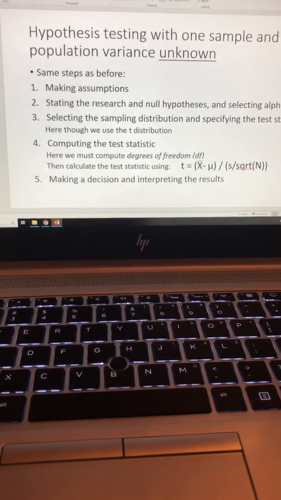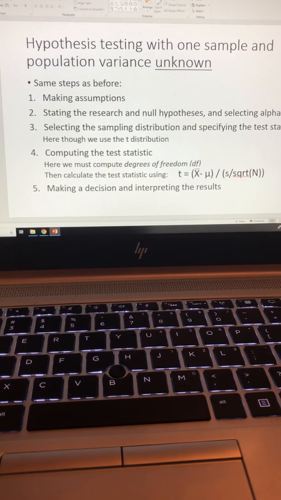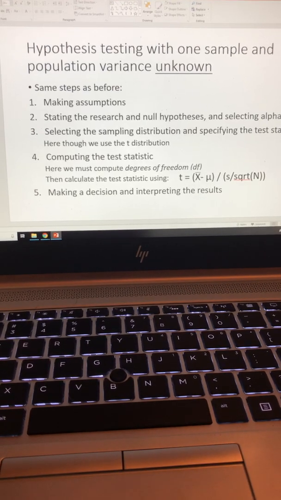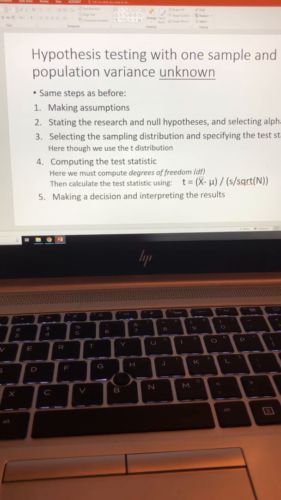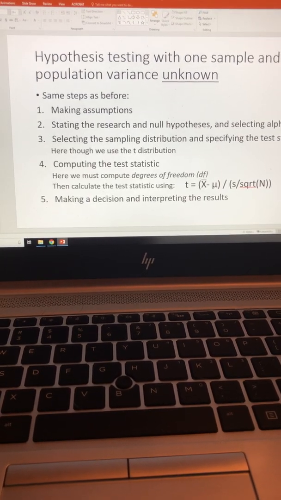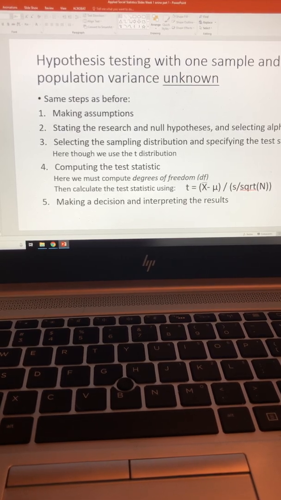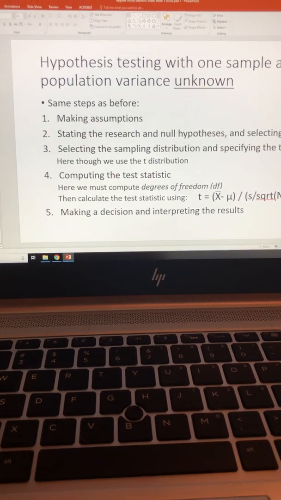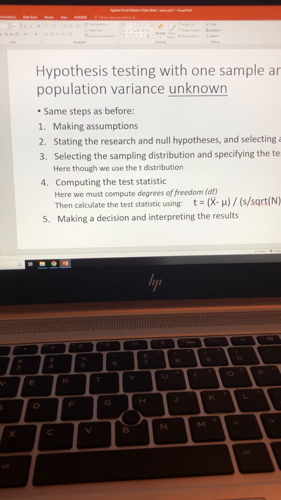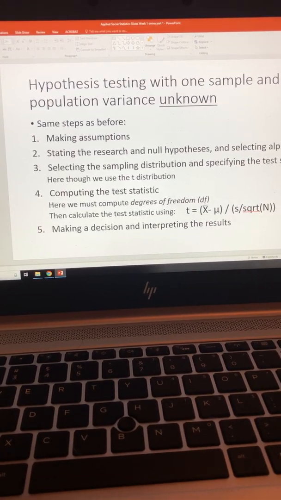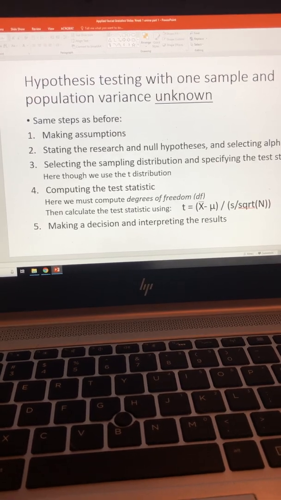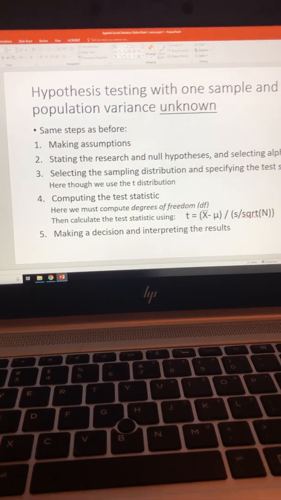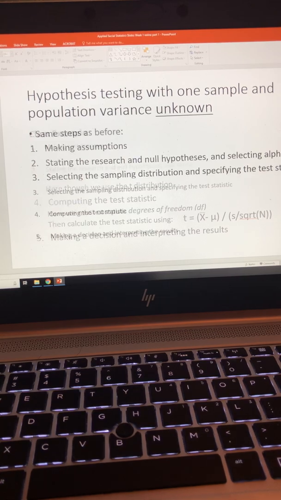Okay, so back to our 5 steps. So hypothesis testing with one sample and population, with the sample and the population variance or standard deviation unknown. So this is point number 2. We don't know the population standard deviation. In point number 1, we did. When we did, we used a z. When we didn't, we use a t. Okay, so it's the same steps as before. We make the assumptions, state the hypotheses, the research and the null, and select the alpha. We select the sampling distribution and specify the test statistic. Obviously, if we don't know the population standard deviation, we use the t. We compute it, including the degrees of freedom. Here's your equation, and then make a decision. Do we reject the null, or do we fail to reject the null? And how confident are we in doing so?